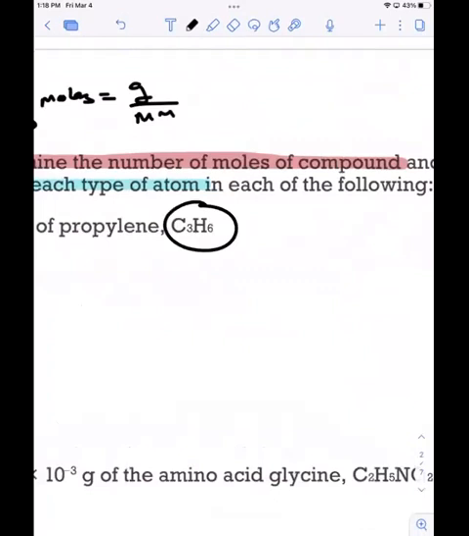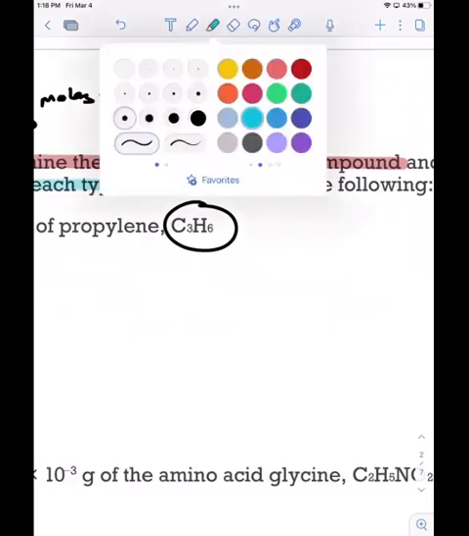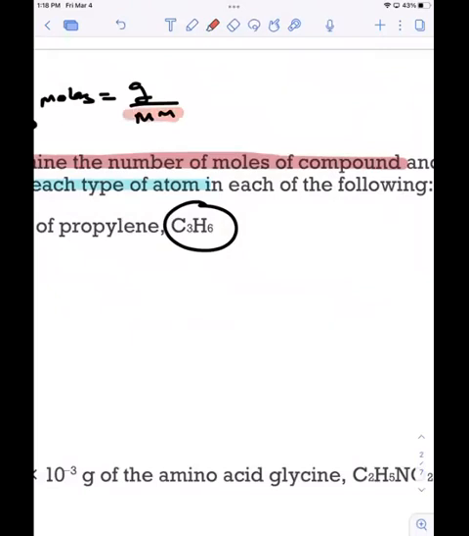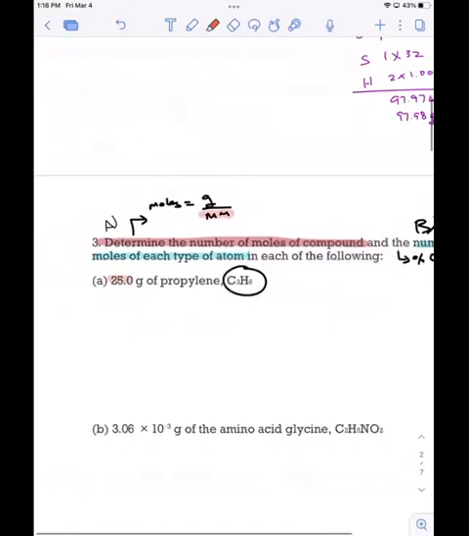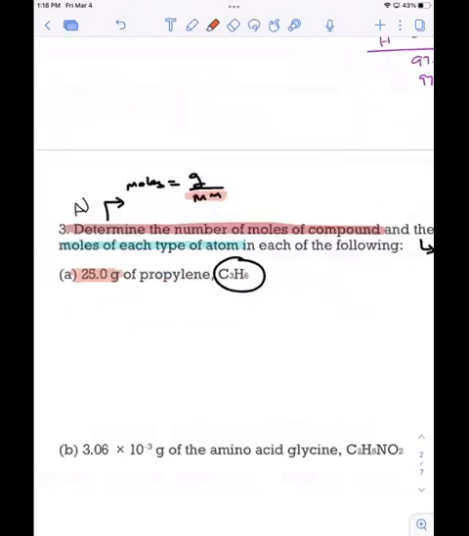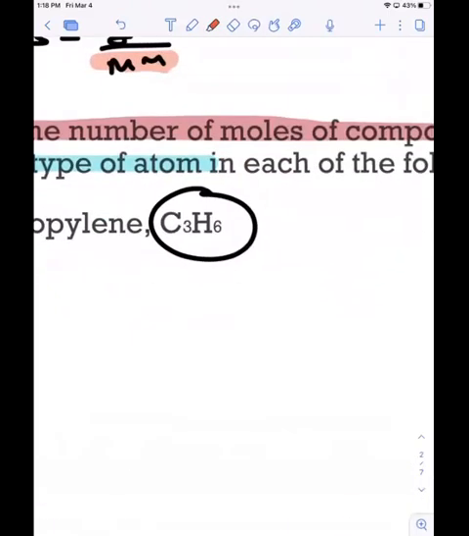What's the first thing we got to do? We got to find the molar mass. We have the grams, 25 grams of propylene. We don't have the molar mass. But if we have the formula, we can determine the molar mass. So all we need to do is take this and do what? 3 times 12.